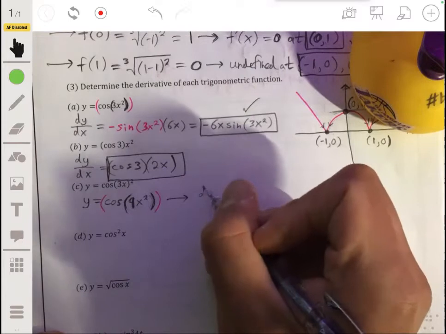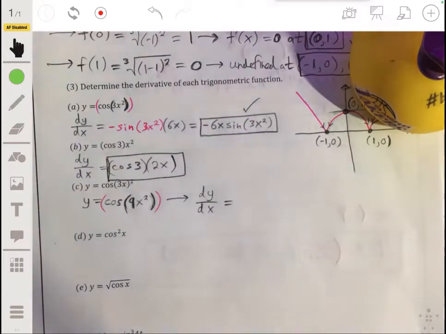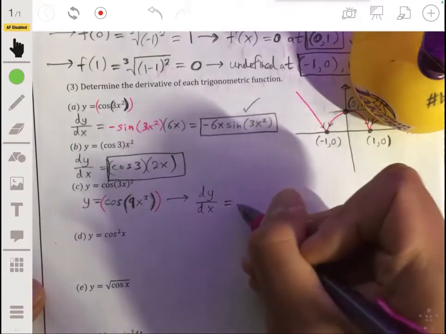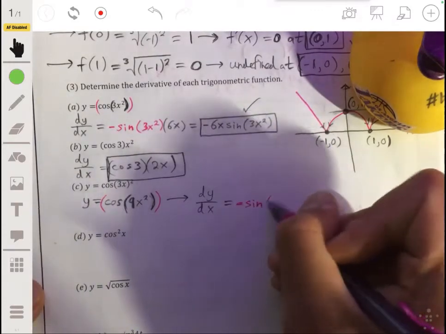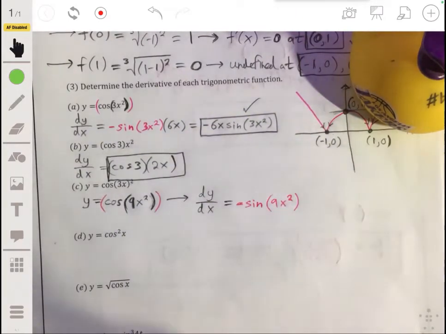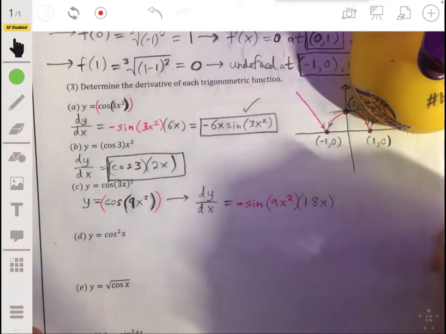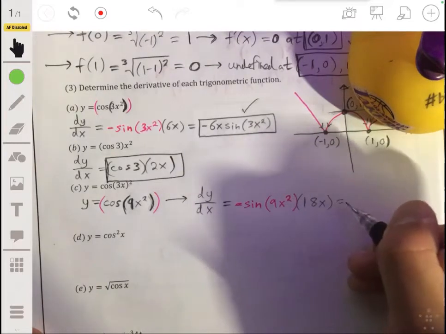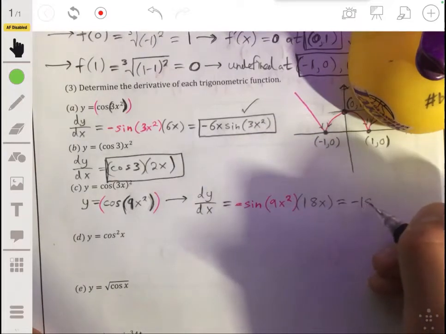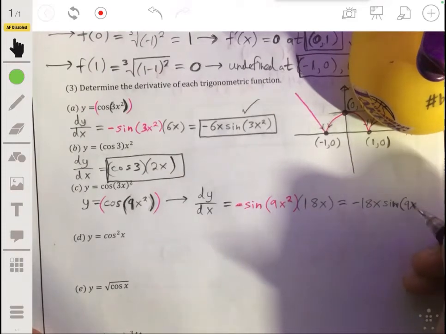So the derivative of y with respect to x will be equal to the derivative of the outside function, so the derivative of the cosine function, which is the negative sine of 9x squared, multiplied by the derivative of 9x squared, which is going to be 18x. And let's put that 18x in front, so negative 18x times the sine of 9x squared.